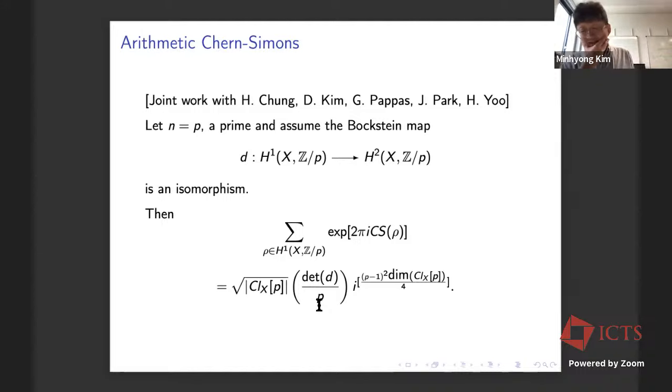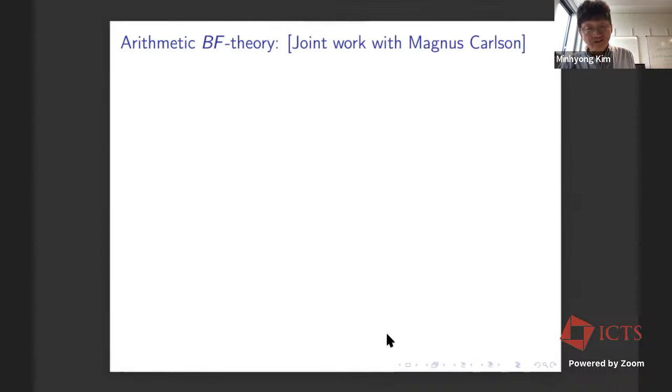So it's somewhat interesting because when you do these kinds of integrals in usual physics, you typically also end up with determinants and other invariants. In this context, it's interesting that you get the square root of the class number, which doesn't come up easily in usual number theory. The BF theory case is also somewhat interesting.